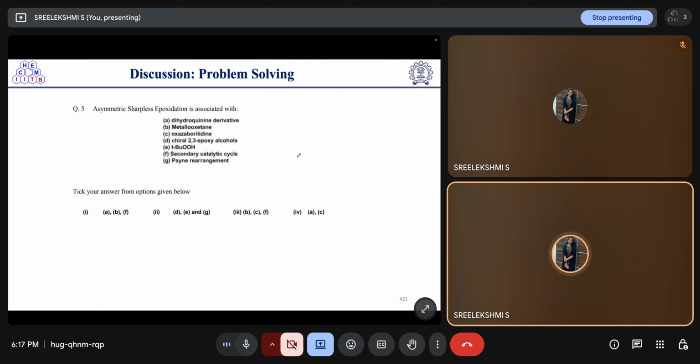Moving to the next question, asymmetric Sharpless epoxidation is associated with dihydroquinine derivative, metallooxetane, oxazaborolidine, chiral 2,3-epoxy alcohol, tertiary butyl hydroperoxide, secondary catalytic cycle, and Payne rearrangement. Which are the correct options here?